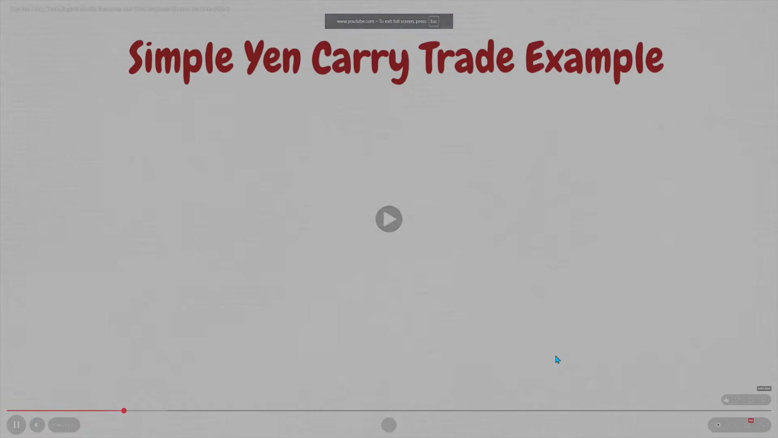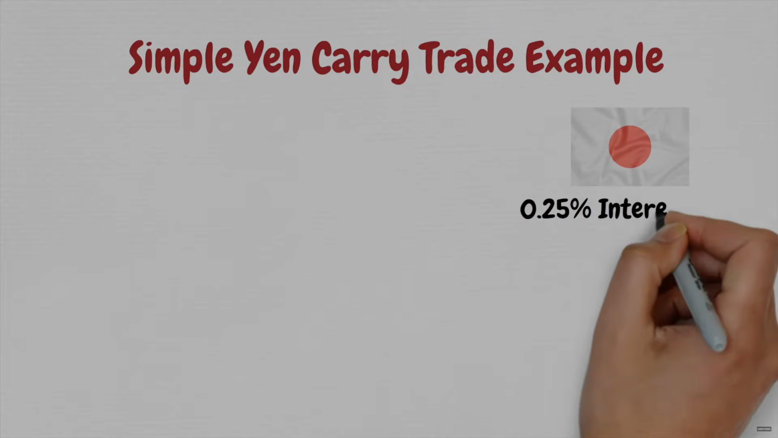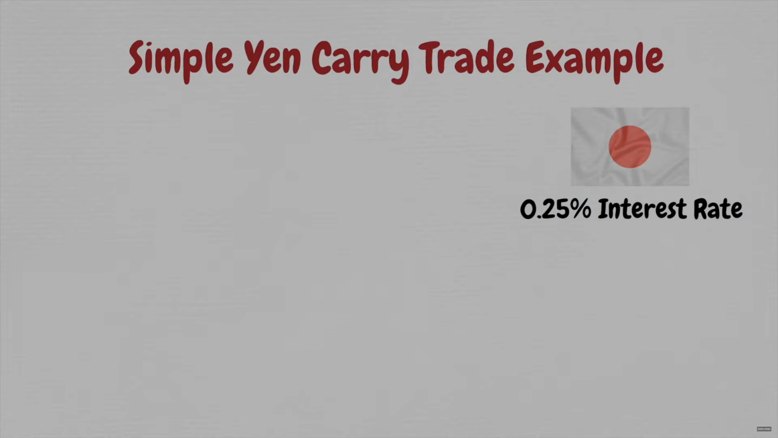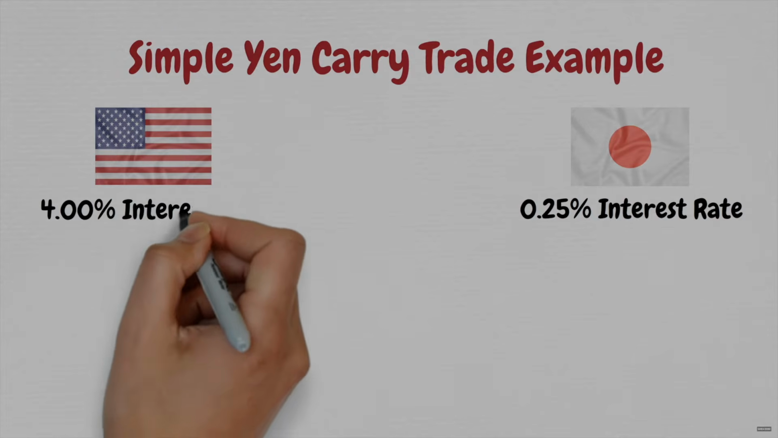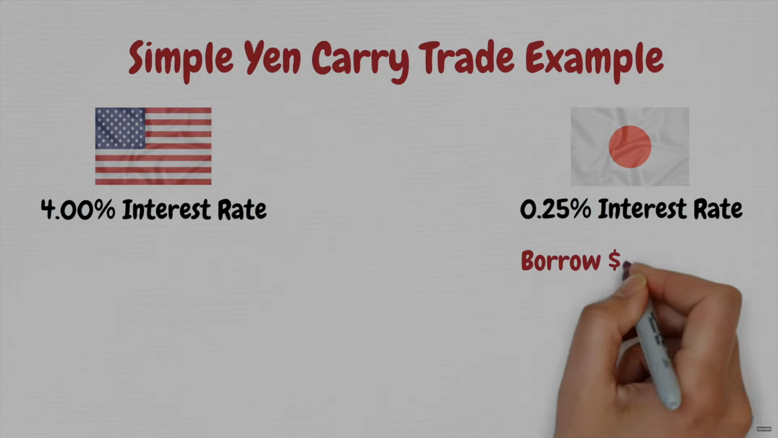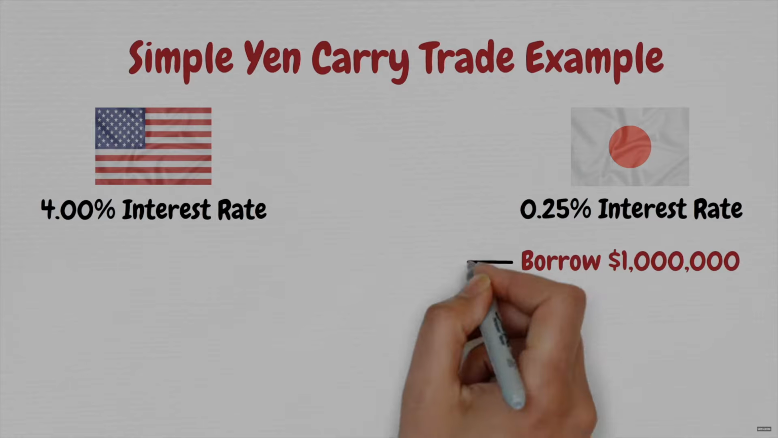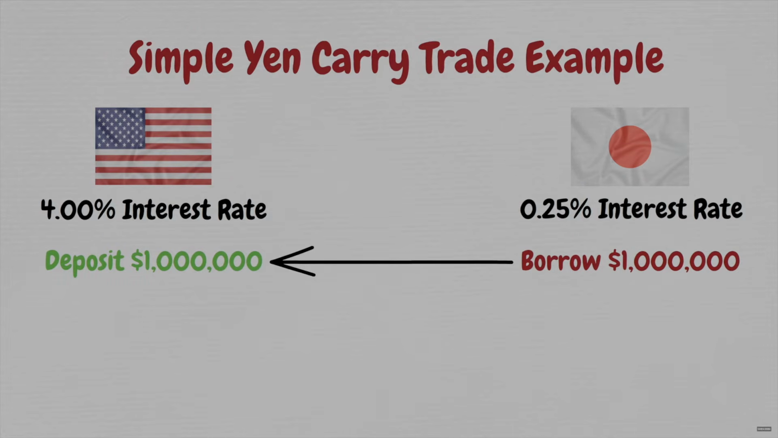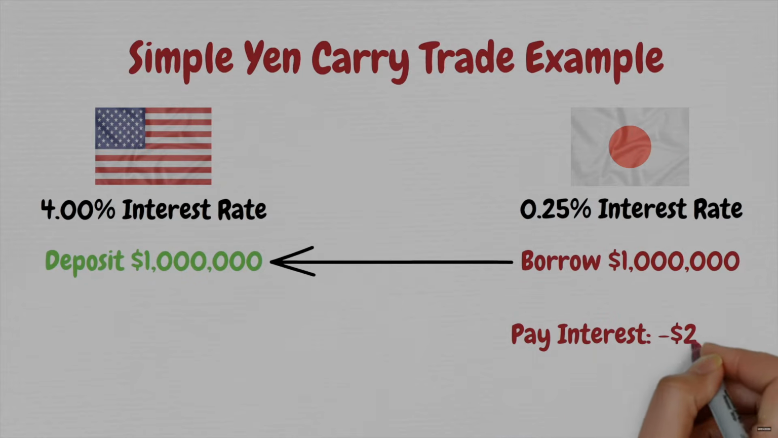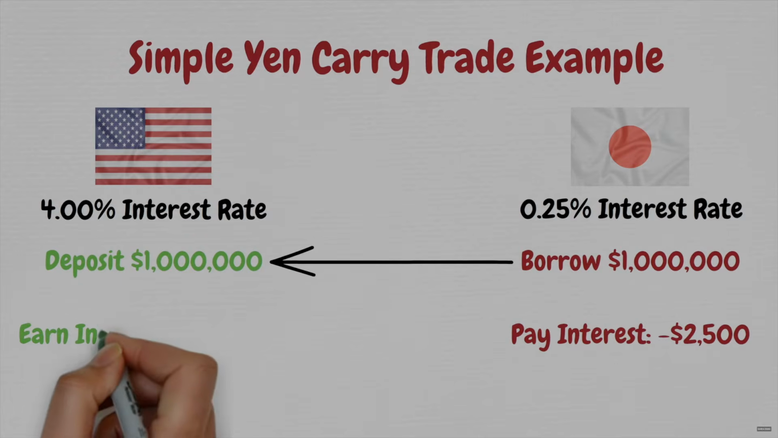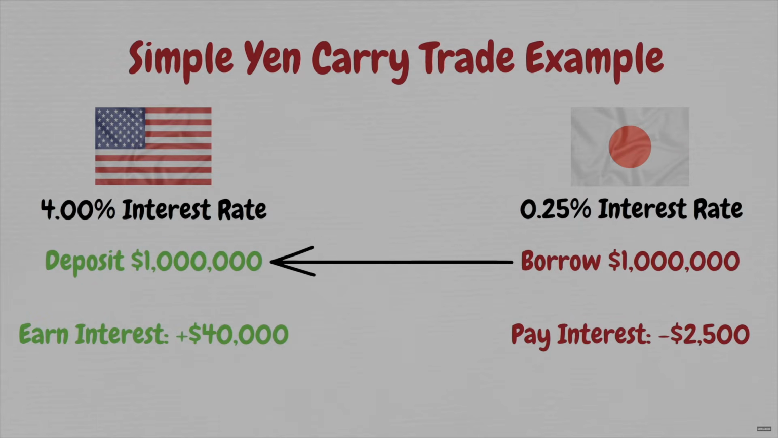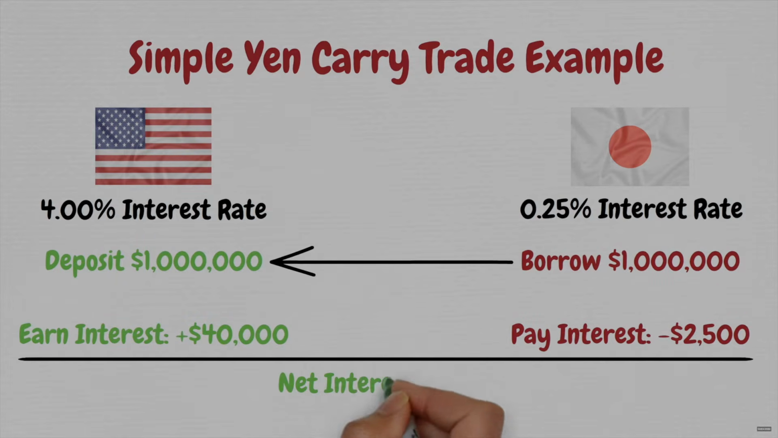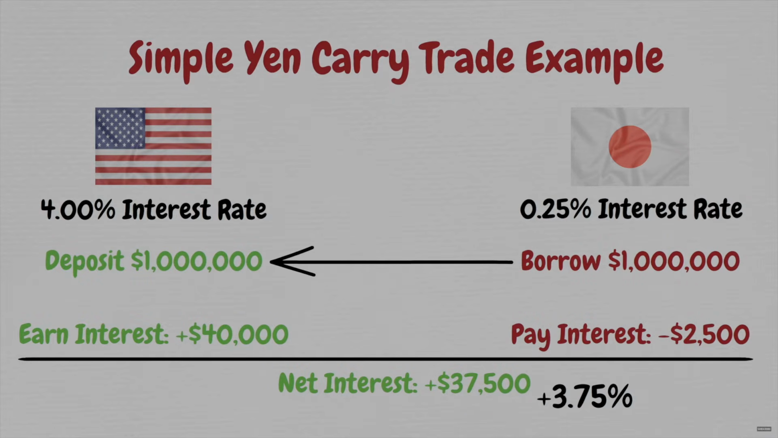But here's the math. Let's say that interest rates in Japan are super low, like 0.25%, and interest rates in the United States in a savings account are 4%. If we borrowed the equivalent of $1 million in Japan and put it in the US savings account, we'd be paying 0.25% in interest in Japan, which on $1 million equals $2,500. But we would be earning 4% on that $1 million in the US, or $40,000. We'd be making $37,500 every year. That's a return of 3.75%, and it sounds pretty good.